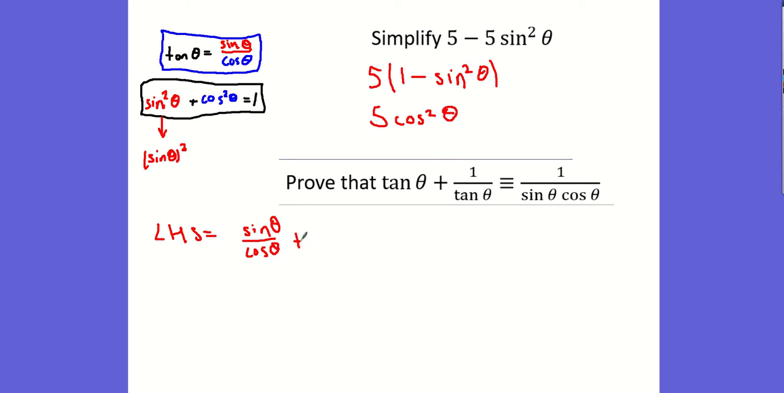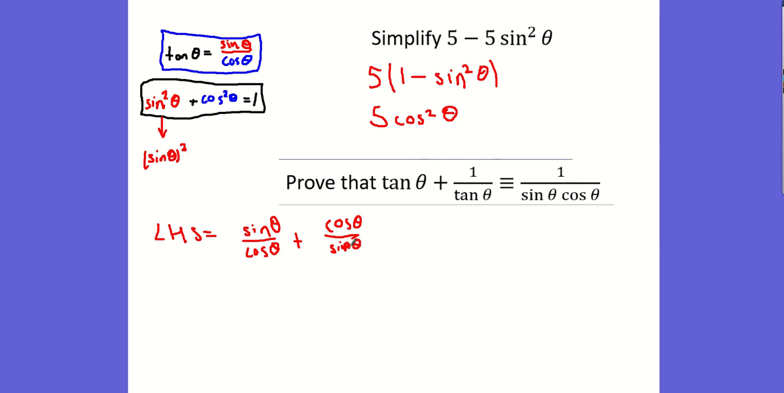And then plus. When I have 1 over tan theta, well, that's the reciprocal of tan theta. And if I take the reciprocal of sine theta over cos theta, I'm just going to get cos theta over sine theta. So that's going to be upside down.